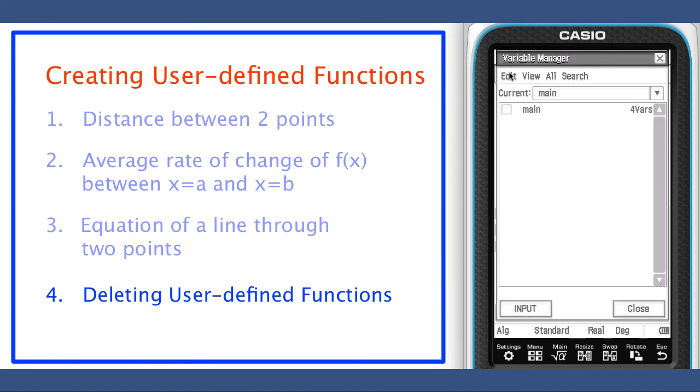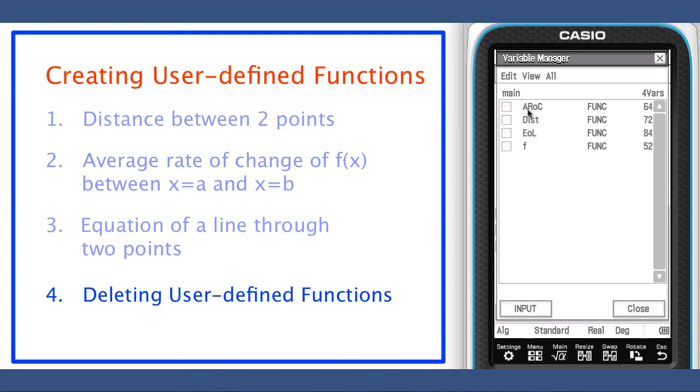In here we can see we're in main menu, and main menu has 4 variables. To open it up, click on main menu and you'll see the 4 variables we've created: AROC, dist, EOL and our function f. If for example we wanted to delete function f, we could select it and choose edit and delete, and that would remove it from our list of functions. This can be quite useful.